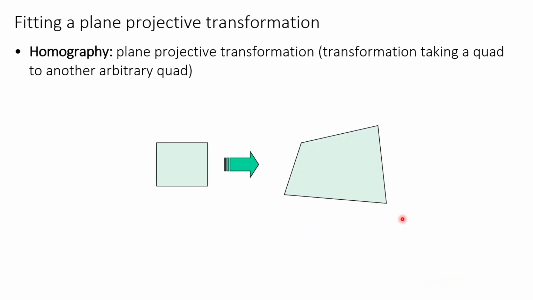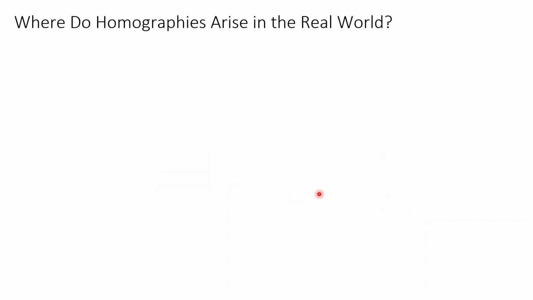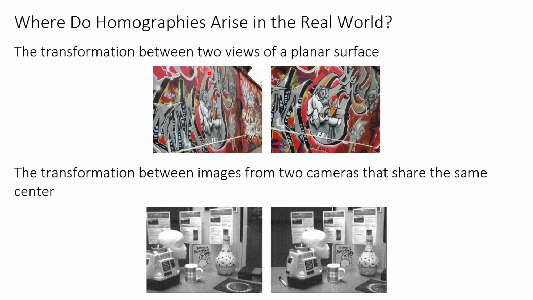Then we will see later how to find this transformation mathematically, computationally. So when you think about a homography, it's a planar projective transformation taking a quad to another arbitrary quad. That's what we saw, line parallelism and so on is gone due to this projective transformation. So how do homographies actually arise in the world? If you have a wall or something like that, these are called graffiti images. You take two pictures from different viewpoints, and they arise: the transformation between two views of the planar surface.